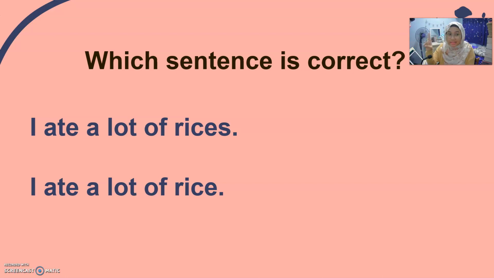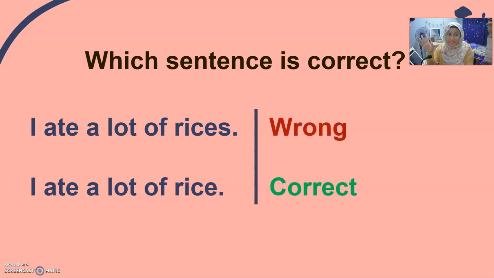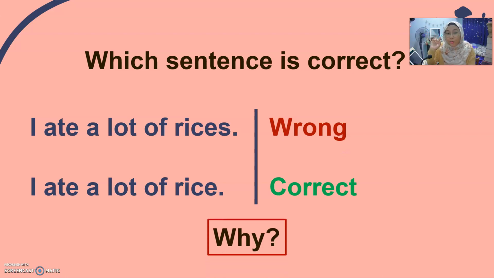Remember what I said earlier? I'll give you 2 seconds to think which one is right, which one is wrong. 1, 2. Okay, so this is the answer. I ate a lot of rices is wrong and I ate a lot of rice is correct. Did you get it right? Now, why is it wrong? Why is I ate a lot of rices wrong? And why is I ate a lot of rice correct?